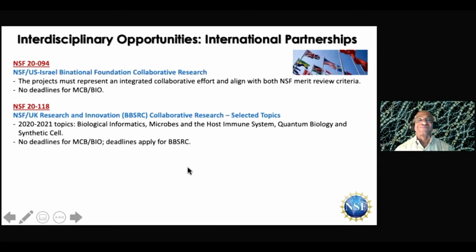We also have the NSF UKRI, UK Research and Innovation. And in particular, it is the BBSRC. The BBSRC in the UK is equivalent to our bio. And in that program, there are special topics that are associated with that program. And the topics for the 2021 year would be biological informatics, microbes and the host immune systems, quantum biology, and the synthetic cell.